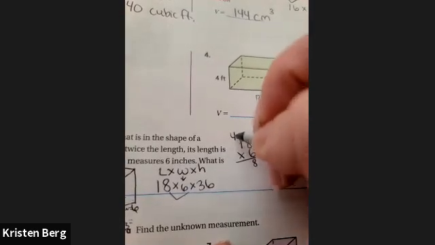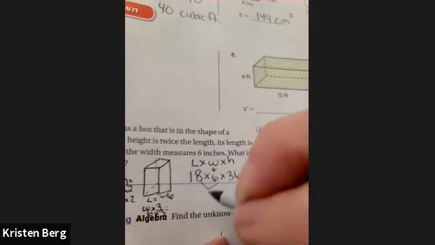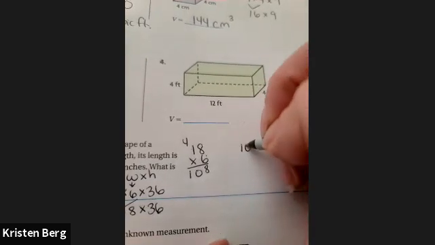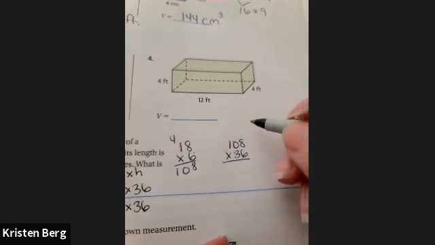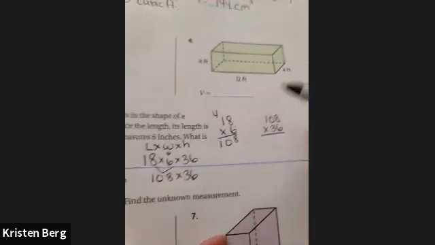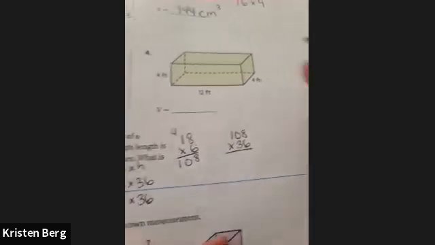6 times 1 is 6, plus 4 is 10. So that would be 108, then timesing it by 36. So 108 times 36 is next. All right, so now we got to do 108 times 36.